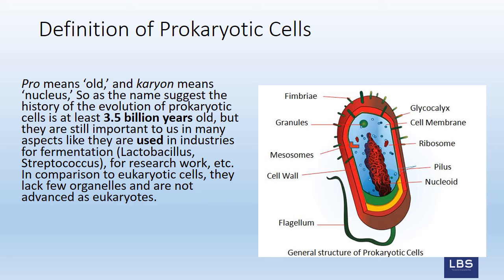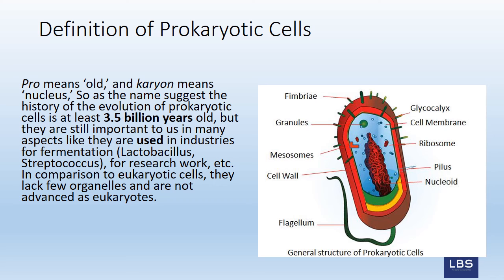It is the difference between prokaryotic and eukaryotic cells. Let me explain one thing. There is a picture, the general structure of a prokaryotic cell. Pro means old and karyon means nucleus. As the name suggests, the history of the evolution of prokaryotic cells is at least 3.5 billion years old. But they are still important to us in many aspects, like they are used in industries.